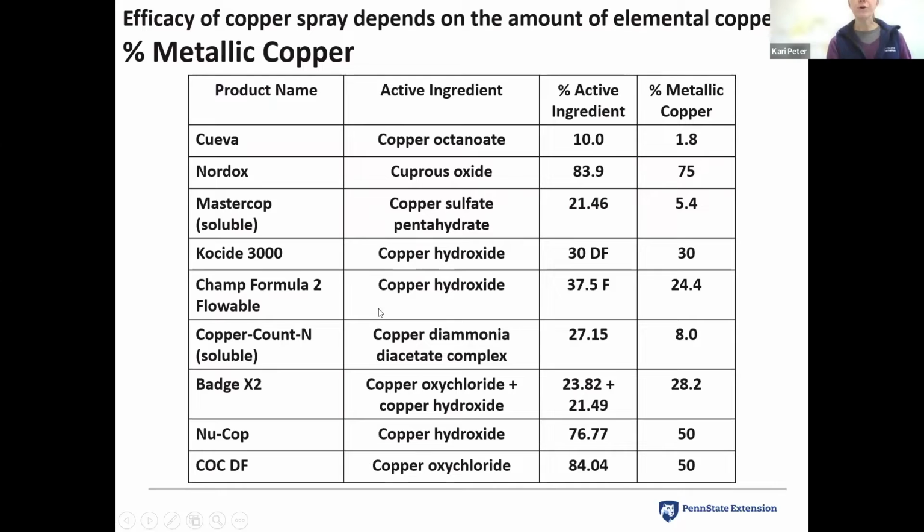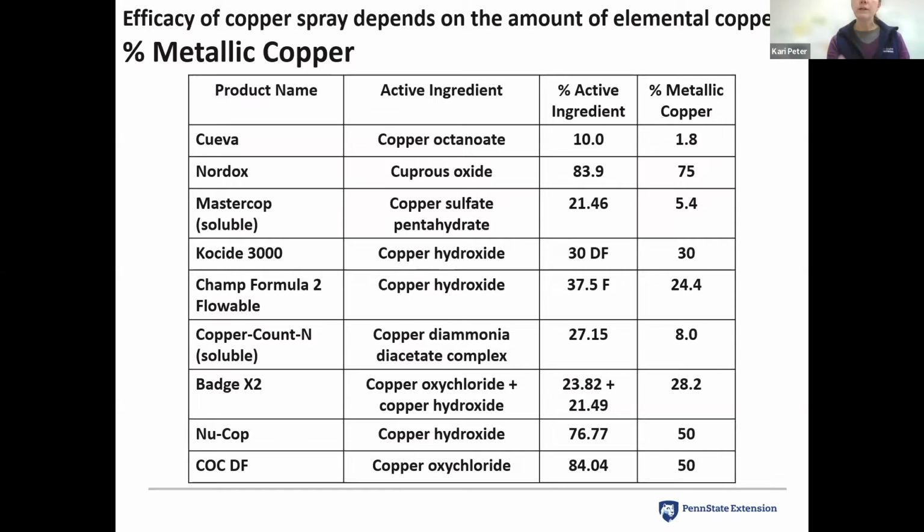Now, if we look at something like Master Cop, which is a soluble product, you'll see the percent metallic copper being pretty low. That doesn't mean that there isn't a lot of copper in there. You have to remember that this is a soluble copper. So that 5.4% of metallic copper is 100% copper ions. That's a lot of active ingredient. Then on the label, it specifically tells you how many pounds of copper there are per unit of that product. I don't know that off the top of my head, but I know it's pretty high.